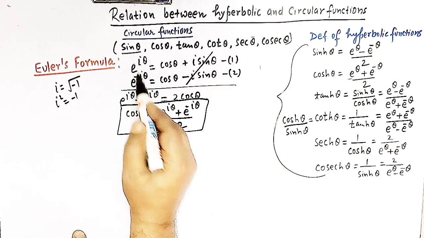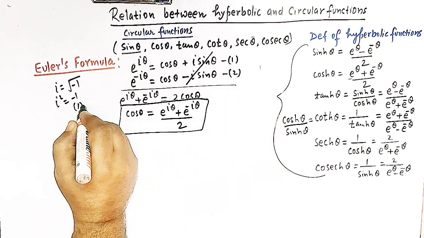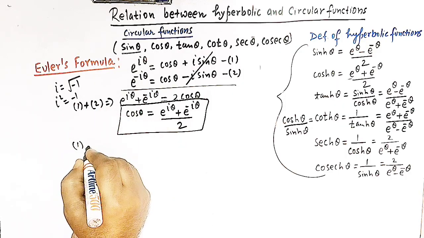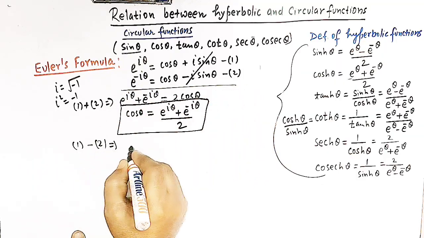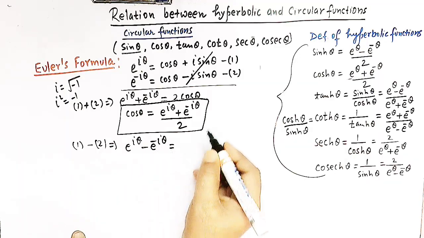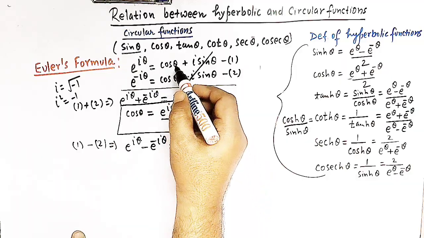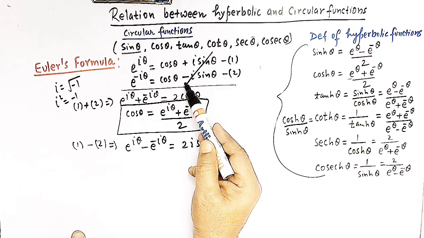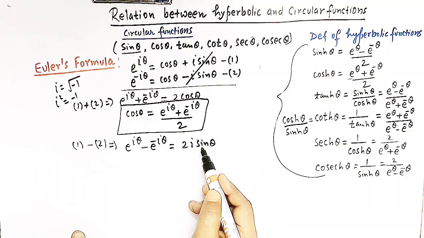And similarly, if we subtract equation 2 from equation 1, then we get e raised to i theta minus e raised to minus i theta is equal to 2i sine theta, because in this case these two terms get cancelled, and this negative becomes positive, and we have i sine theta plus i sine theta is 2i sine theta.